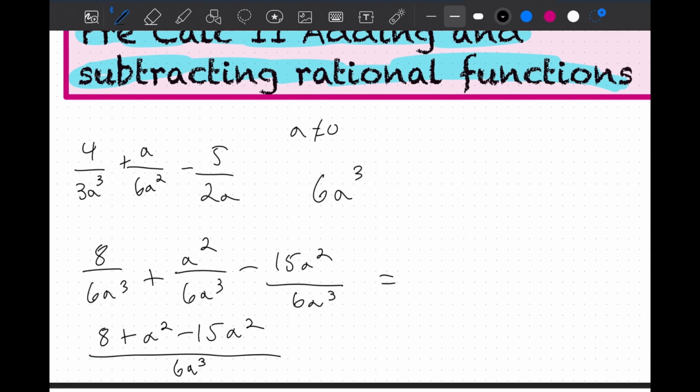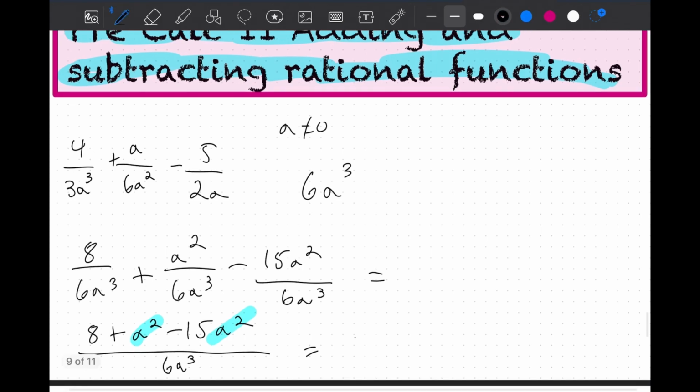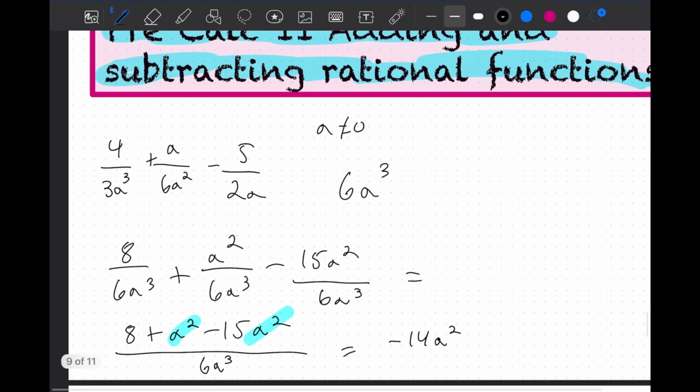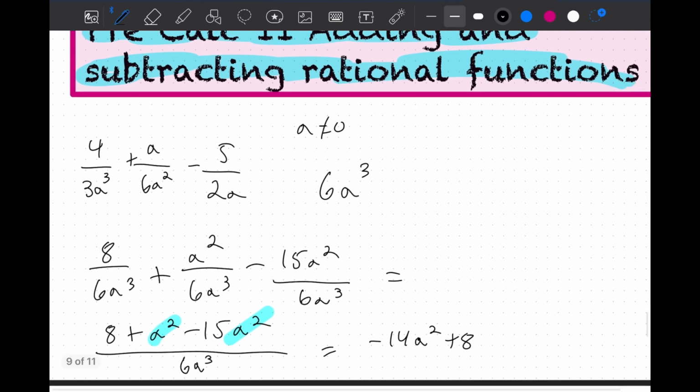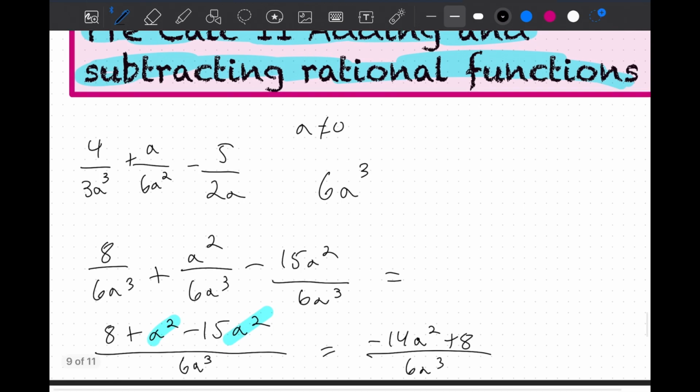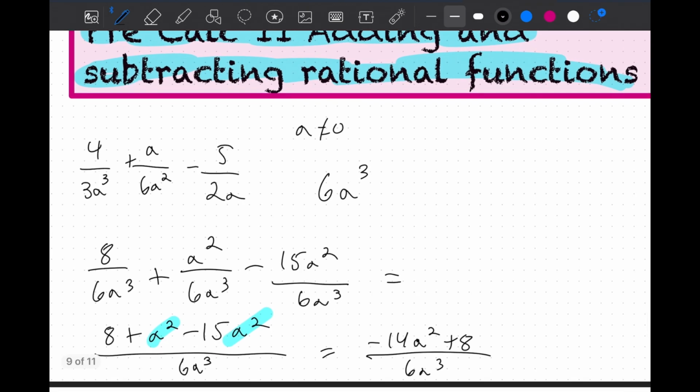Well, actually no, because it's a squared and then a squared. So for that, we can make this into 8, or let's just put the thing at the front. So it'd be minus 14a squared plus 8 all over 6a to the 3. And then since that's even, I'm just going to bring it up here.